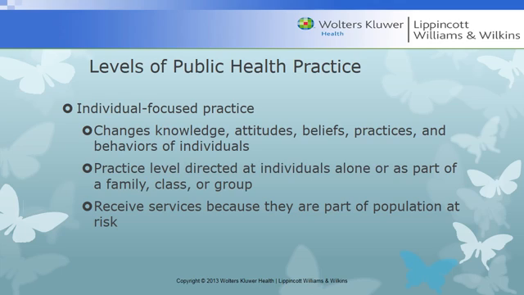The public health intervention model, or wheel, includes levels of public health practice. The first is individual focused practice. This practice changes knowledge, attitudes, beliefs, practices, and behaviors of individuals. This practice level is directed at individuals alone or as part of a family, class, or group. The individual receives services because they are part of the population at risk.